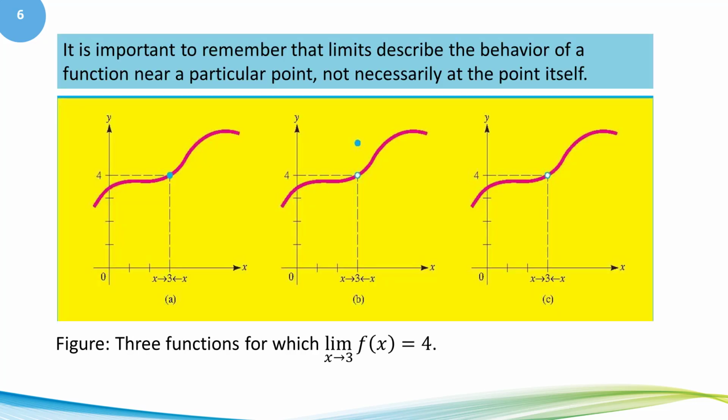Here again is the reminder that limit is the study of the behavior of a function near a point, not at that point itself. We can see from these three graphs that all three functions have a limit of f(x) as x approaches 3 equal to 4. The only difference between those three functions is the value of f(3). The left function has the value of f(3) equal to 4, the middle function has a value of f(3) somewhere above 4, and even better, f(3) is not defined in the right function.